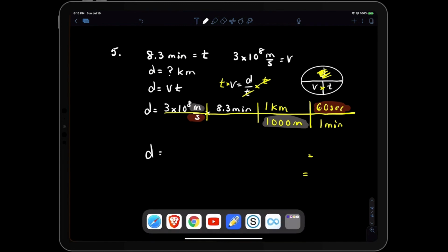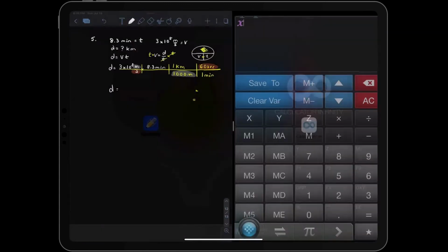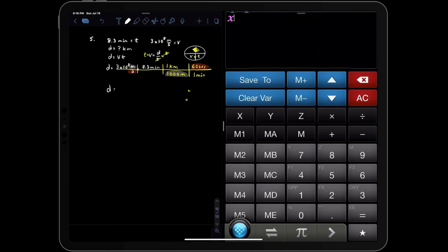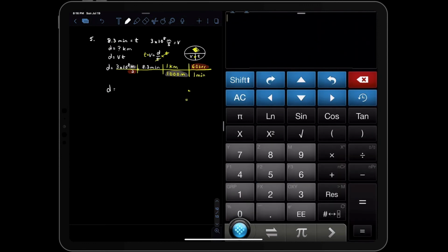And since this is dealing with some scientific notation, let's put it in the calculator to make sure we're doing it all correctly. So we'll plug this in. We have 3 EE8. Now that represents the 3 times 10 to the 8th. We go times 8.3 minutes. We have divided by 1,000. We have times 60 equals. We have 1.494 times 10 to the 8th kilometers. All right, so that's number 5.